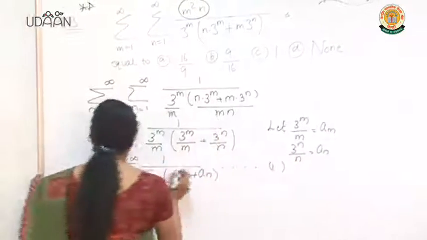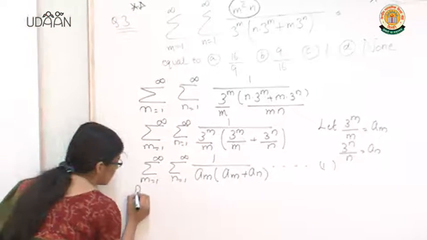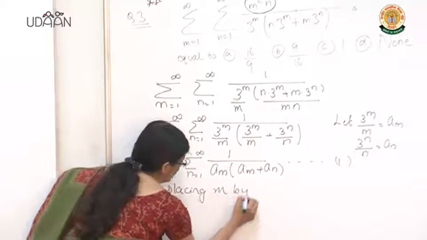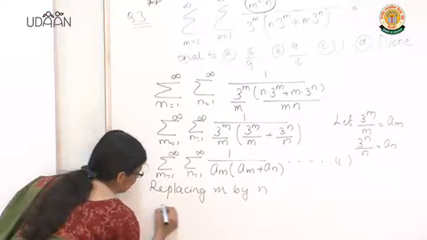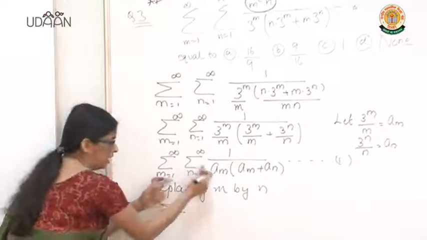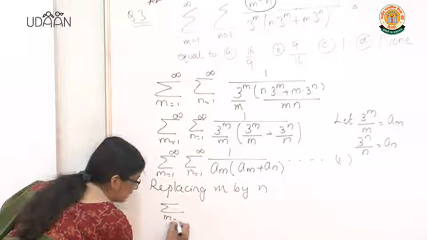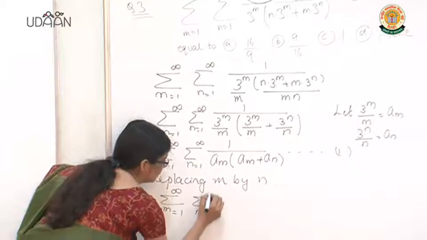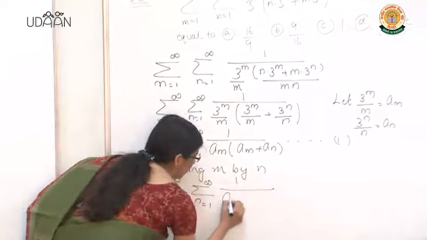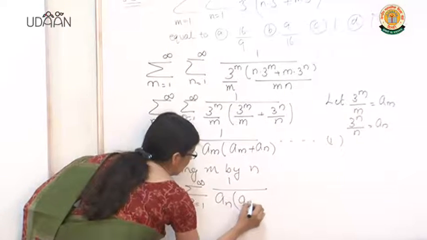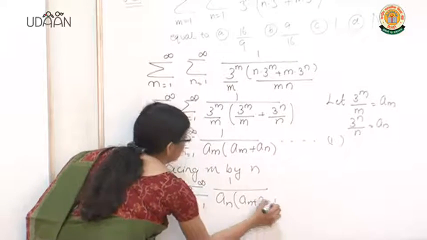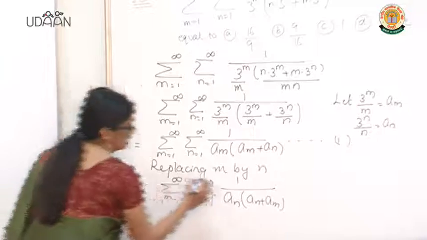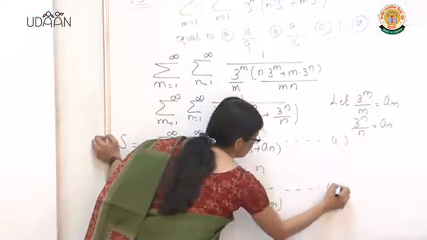Now, I am going to replace m by n. So it becomes sigma m equal to 1 to infinity, sigma n equal to 1 to infinity, 1 by a_n into a_n plus a_m. It's all the same thing. For the calculation, I'll take it as S. So S again is this. This is equation number 2.